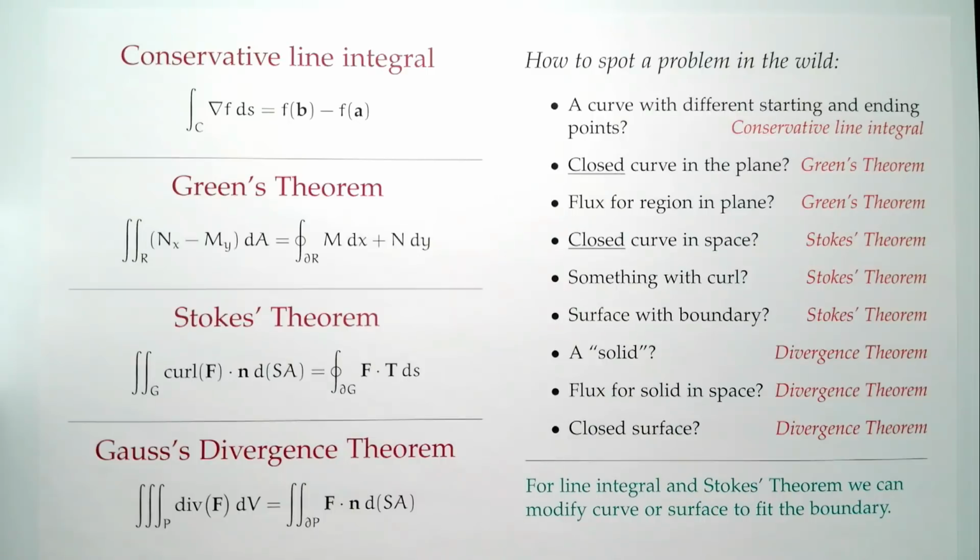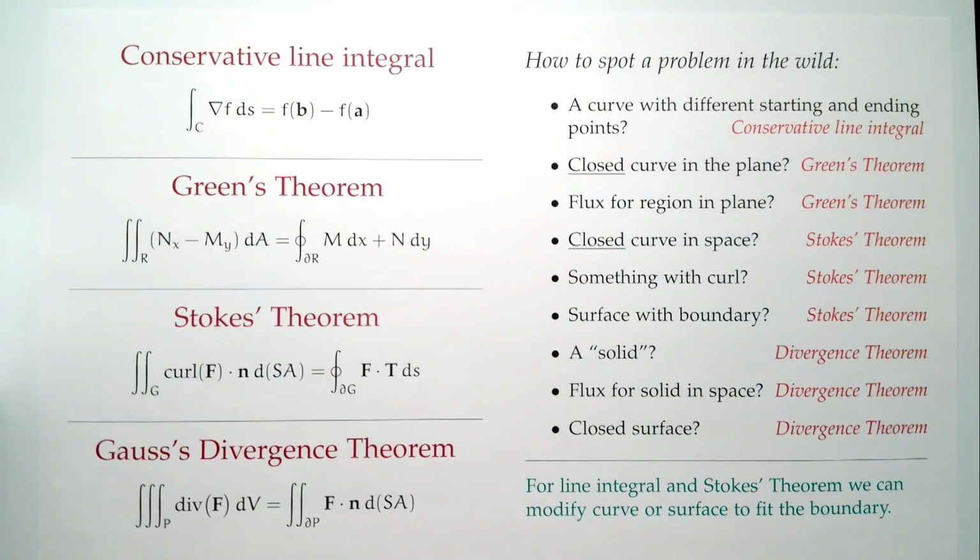Now what if it's not in the plane? What if you're in space? Then the answer is go to Stokes' theorem. So if you see a closed curve in space, you go to Stokes' theorem. If you see something that has the curl involved, you go to Stokes' theorem, because that's a Stokes' theorem type thing. If you see a surface with a boundary, that's Stokes' theorem. So really, what you're looking for is some surface with a boundary, or even if you don't have a surface, if you have some curve and you say, okay, I'll fill the surface in.